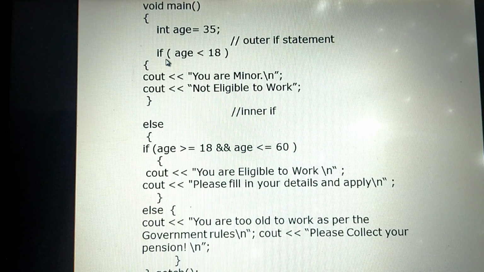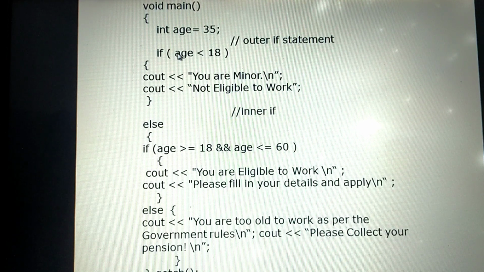Here, see, two if statements are here. This is the outer if statement, this is the inner if statement. Let us see how it works. This is the first condition: whether the person's age is less than 18. If this condition becomes true, the statements enclosed in the body of the if will execute. This means he is not eligible to work.